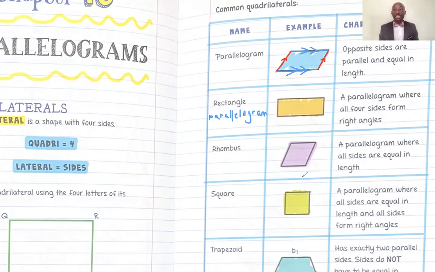A rectangle is a type of parallelogram, but it's a specific type where you have 2 pairs of equal sides that are parallel. Similar to the top one, the top and the bottom are parallel and equal, and the 2 sides are parallel and equal, right?